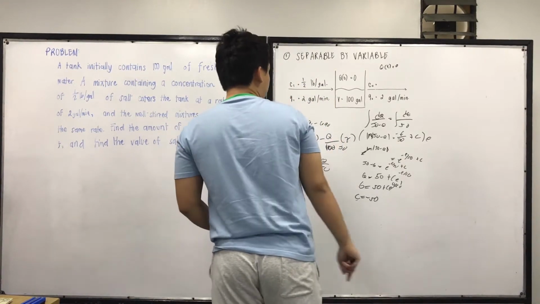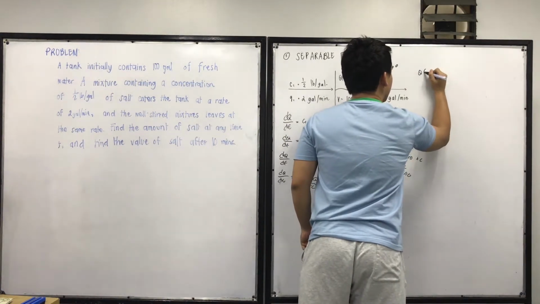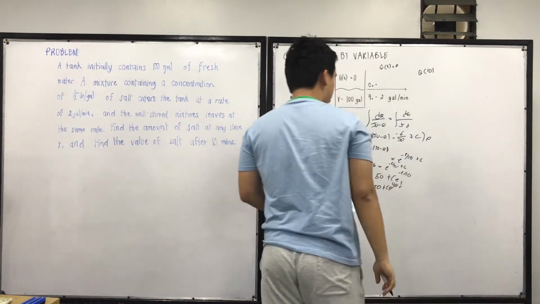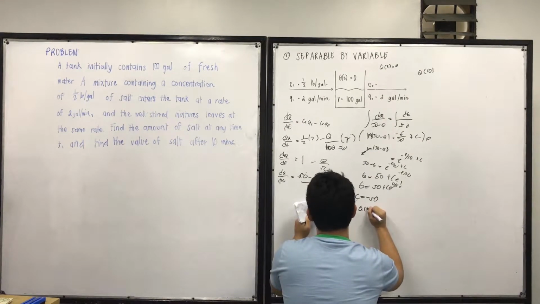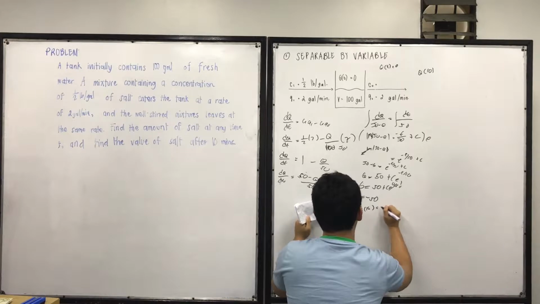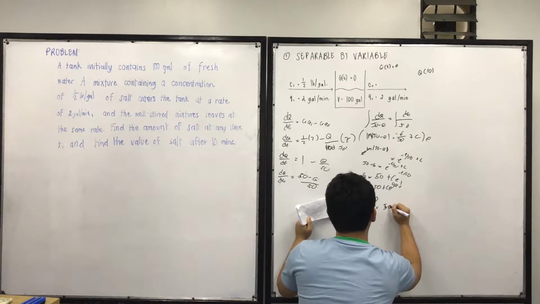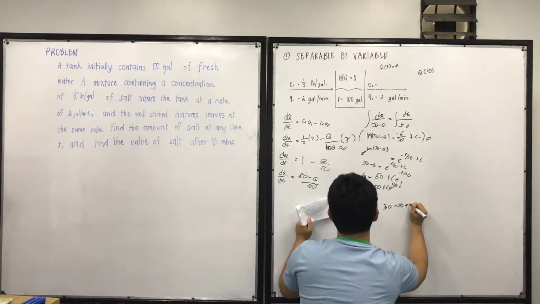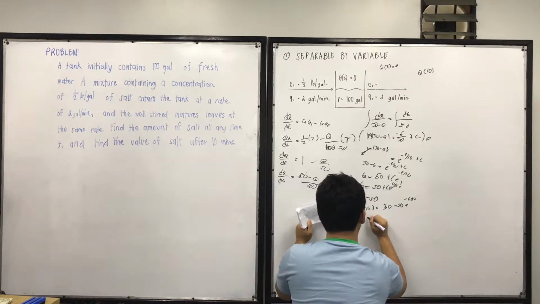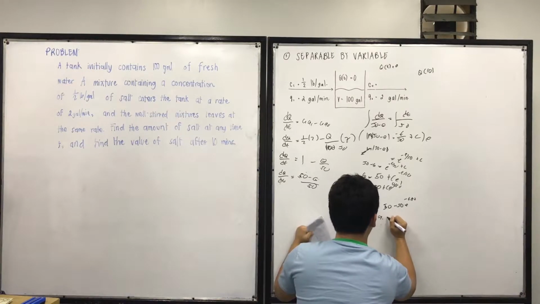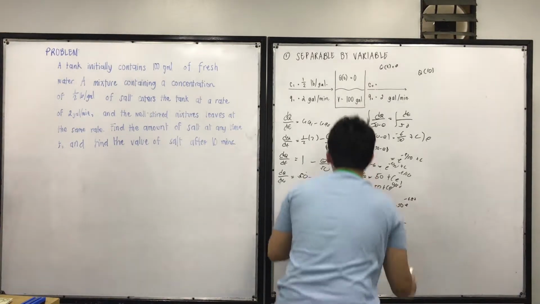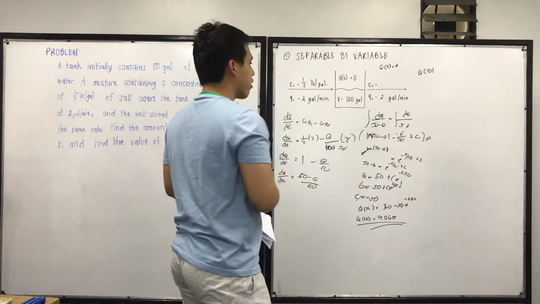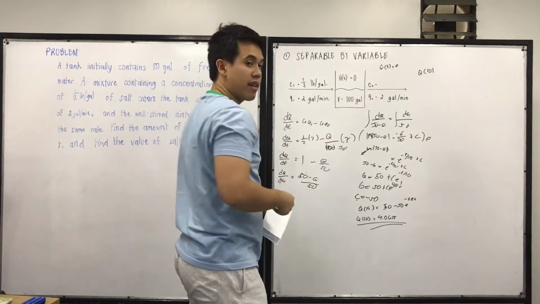So the time is equal to 10. Substitute, and you can get 9.06. You can get the amount of salt after 10 minutes.